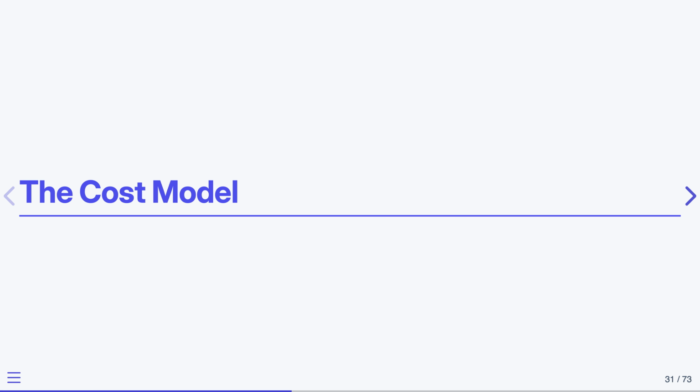Now we turn to cost. We know a good structure is fast, but how do we measure fast and slow in a fair way? Let us build a simple cost model that works for every structure in this course.